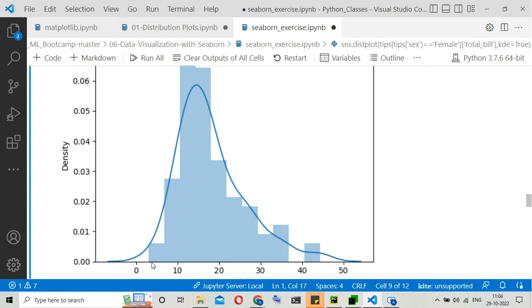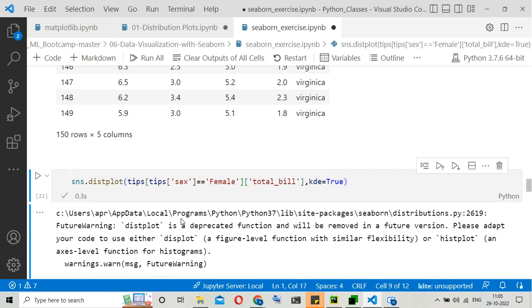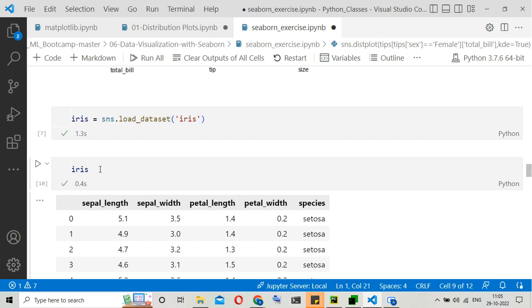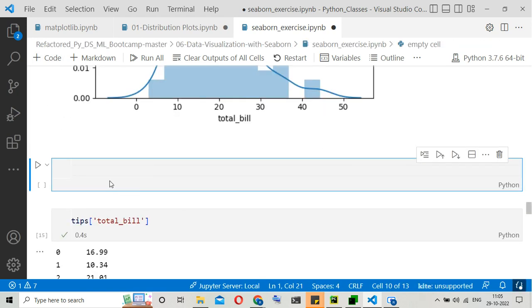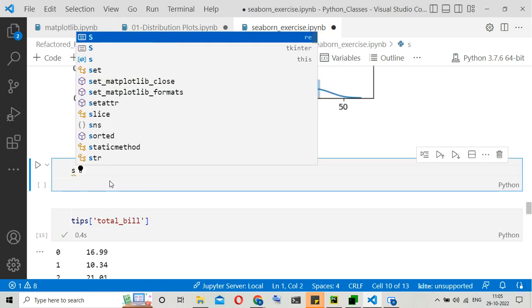Or you can say 0 to 5 is around 0.5 percentage. That data actually you can check, how many counts we have between 0 to 5. Then you can cross verify also.